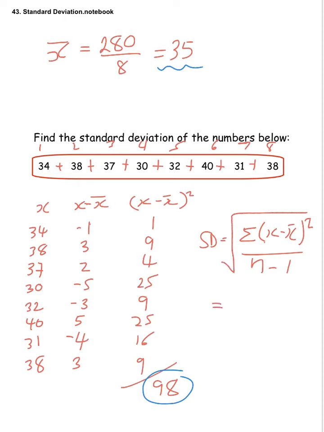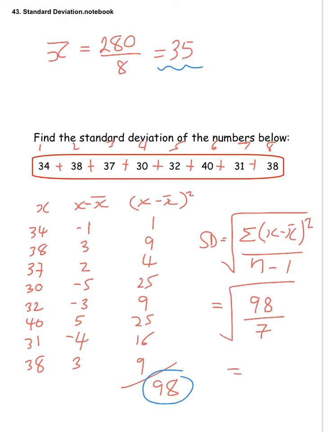So what we're going to do is we're going to put in the information that we've got. We know that the top row of that fraction, the sum of x minus x hat squared, is 98 from our table. We figured that out already. We know that n is the number of numbers in our table, which is 8. We figured that out too. Take away 1 is 7, so we're dividing by 7. And finally, we are square rooting the whole lot.